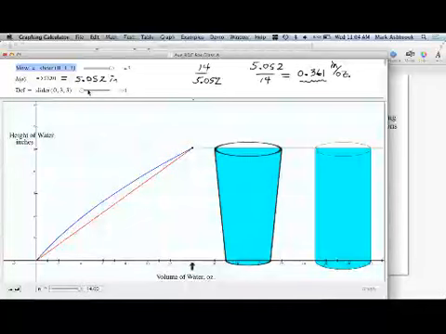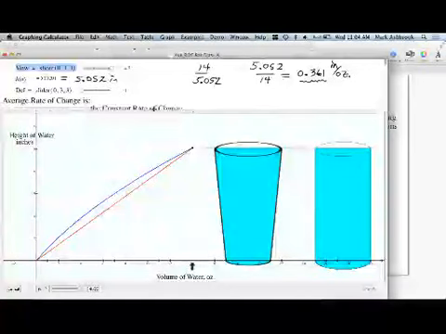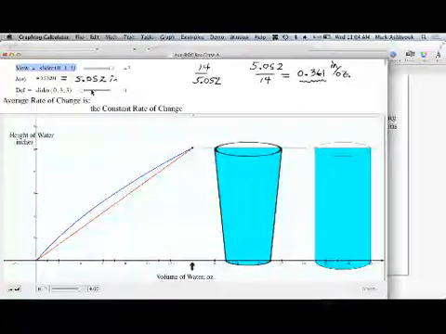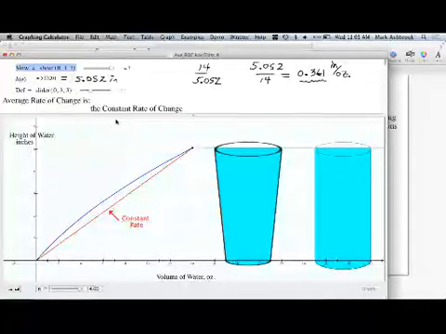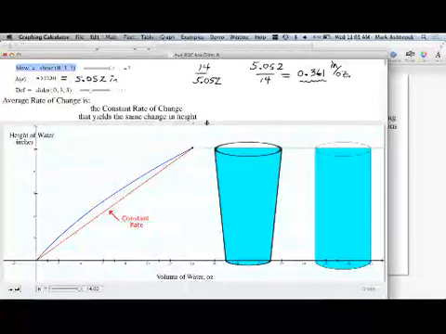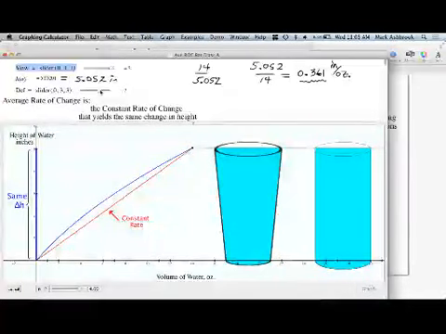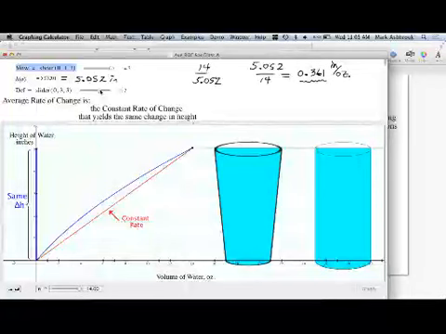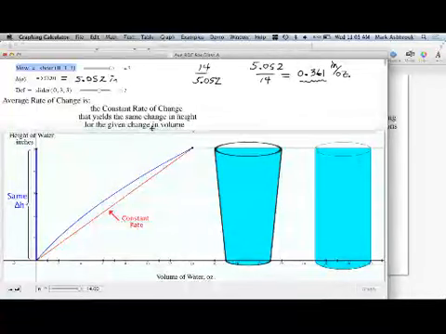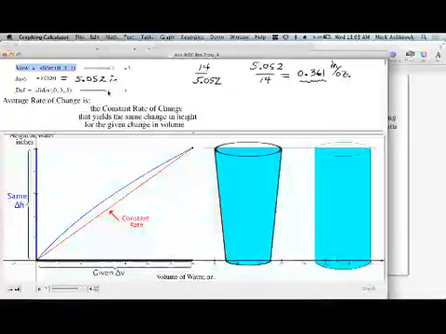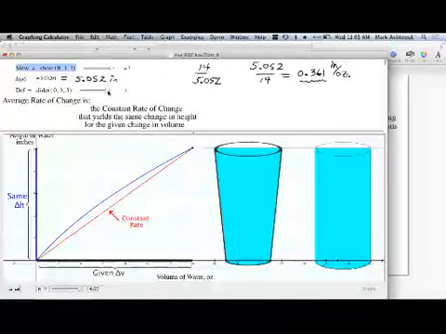So what is the average rate of change? It's the constant rate of change, right? Which constant rate is it? Yields the same change in height. In this case, 5.052. For what? For the given, whatever the given change in volume is. So the average rate of change is the constant rate that yields the same change in height for the given change in volume.